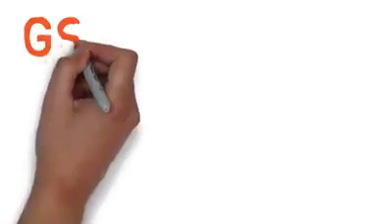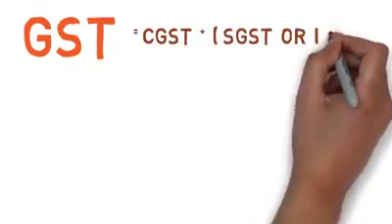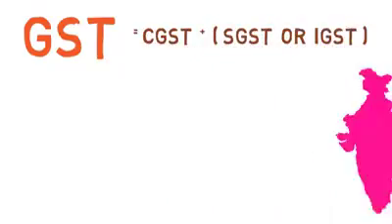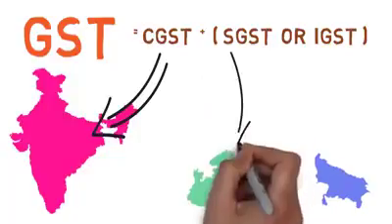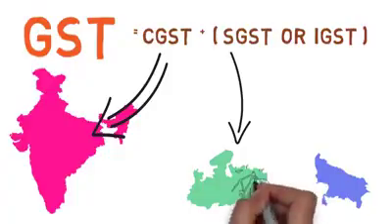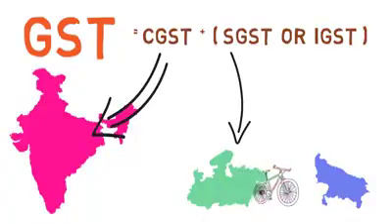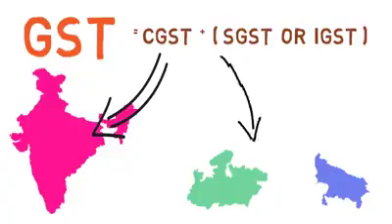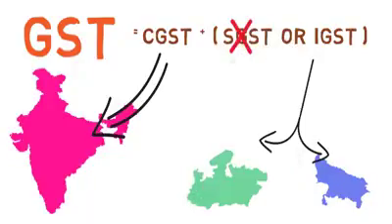Let's take GST in detail. GST is a combination of CGST and SGST, or IGST. CGST is central GST, which is paid to the central government. SGST is the state GST, which is paid to the state government, and IGST is the integrated GST, which comes in the situation when goods and services move interstate. For example, product A is manufactured in Madhya Pradesh and sold in Uttar Pradesh, so IGST is distributed between both the states. In this case, SGST will not be collected.